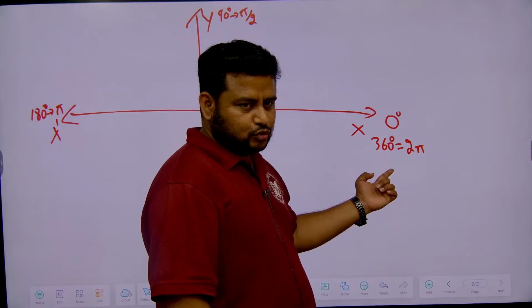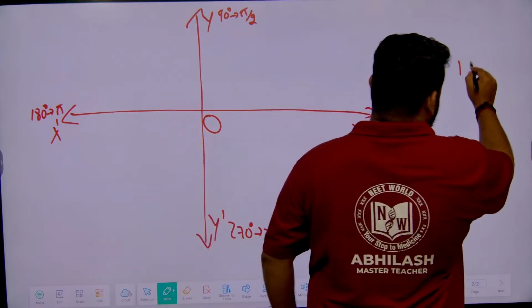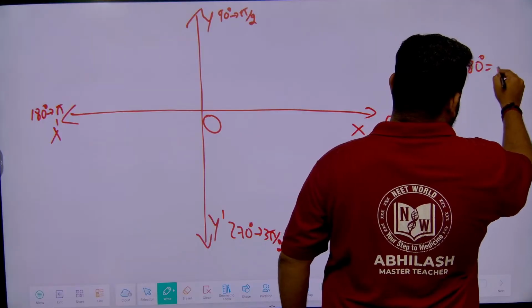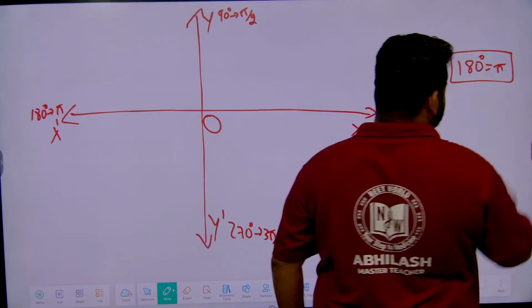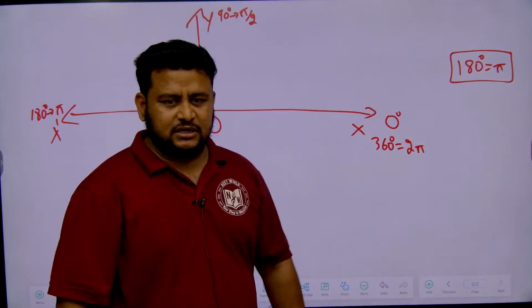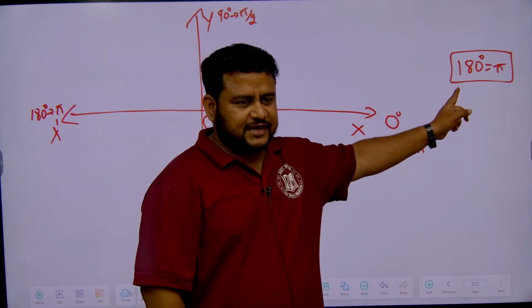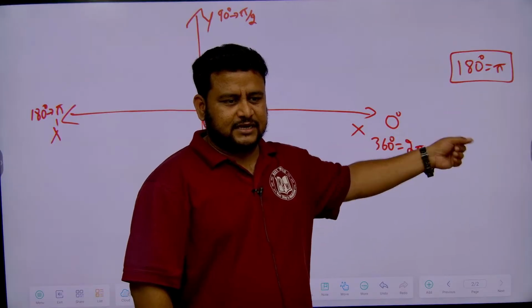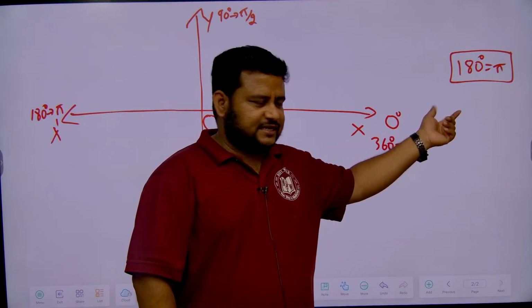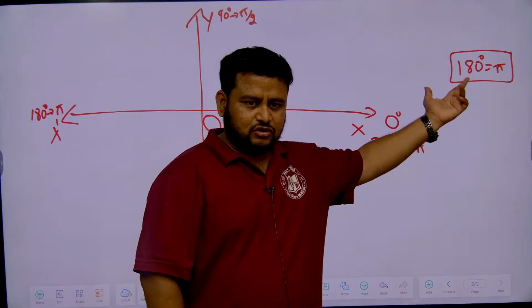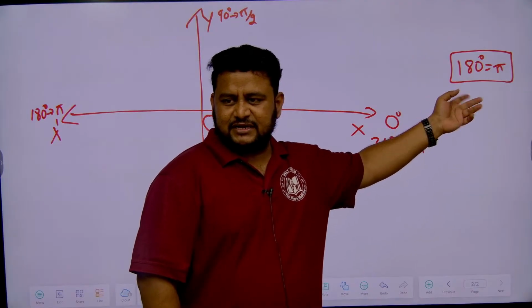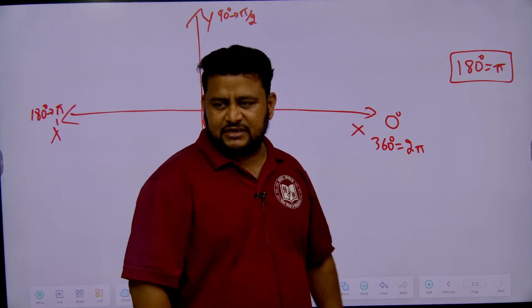360 degree is equal to 2 pi, or also you can write it as 180 degree is equal to pi. This is the relation between degree and radians. Suppose any question they were given in degree, but in the options you are having in radians, means how to convert? You take 180 degree is equal to pi. Then given angle, if it is in degree, take it is equal to x. Do the cross multiplication. You will get the value in radians.